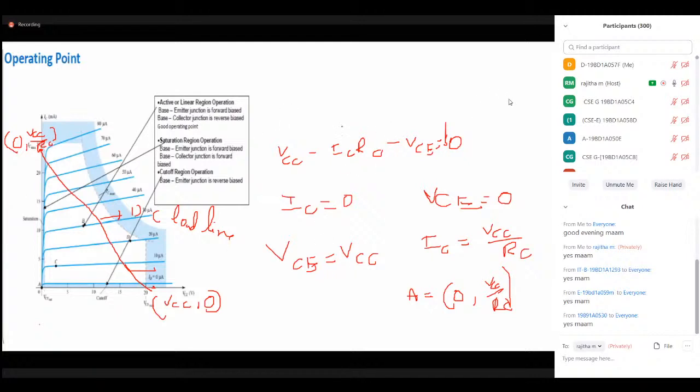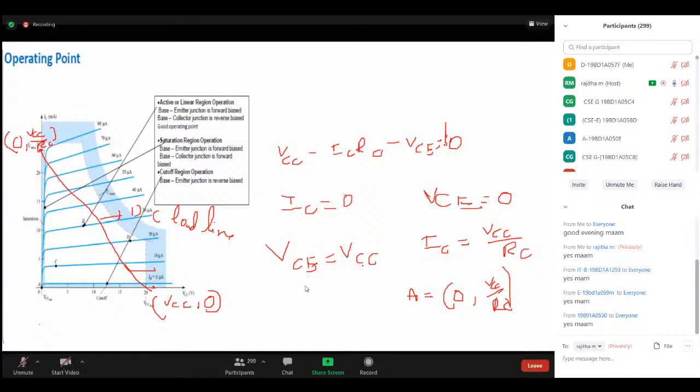Since we don't have any drop across the collector resistance, if there is no current flow through the collector resistor, then there is no voltage drop. Hence, we can collect the whole amount of voltage which you apply on your collector terminal, which is VCC. Hence here, collector to emitter voltage is VCC. So we have VCC comma 0 when IC becomes 0.